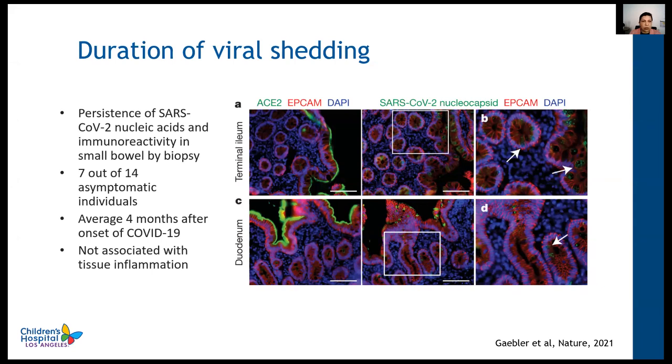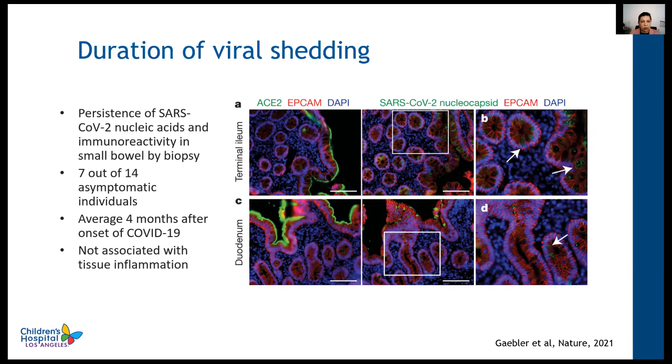And in this study, they also looked at, of the cohort they had of more than 50 patients, small bowel by biopsy. Most of the other studies that look at viral persistence in the GI tract frequently look at stool and rectal swabs as these are more convenient samples. This study looked at biopsy samples, both upper GI and lower GI. And of the 14 patients who had these biopsies, 7 of the patients had persistence of SARS-CoV-2 nucleic acids by immunofluorescence, as you can see in these images. And the average time to biopsy was 4 months after onset of COVID-19. So clearly viral persistence was noted within the tissue even 4 months after COVID-19.